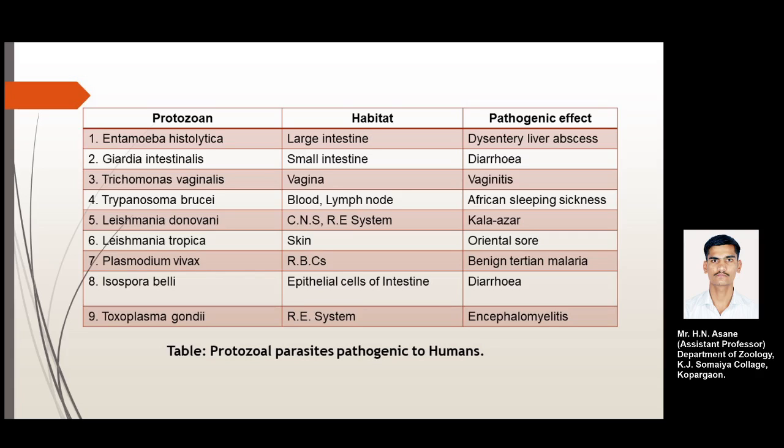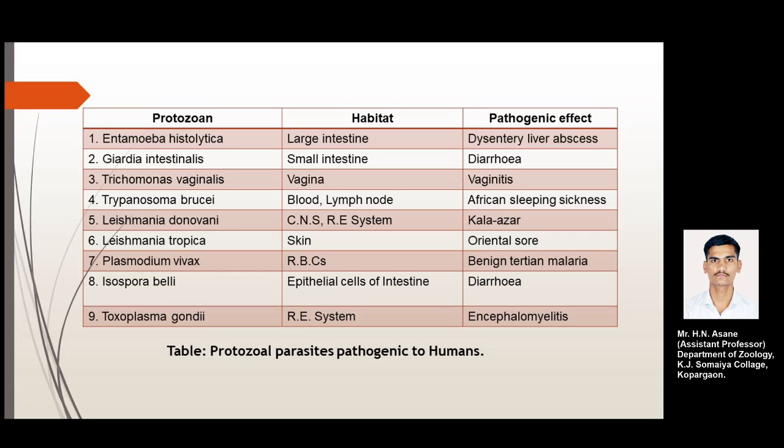Okay, the seventh protozoan is Plasmodium vivax, and the location of this Plasmodium is in the red blood corpuscles, and the pathogenic effect of this Plasmodium vivax is benign tertian malaria. Okay, the Plasmodium vivax causes malaria. So Isospora belli is the eighth protozoan, and the habitat of this Isospora belli is the epithelial cells of the intestine, and it causes diarrhea.